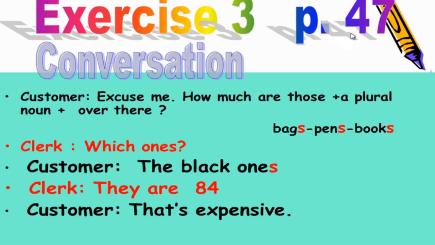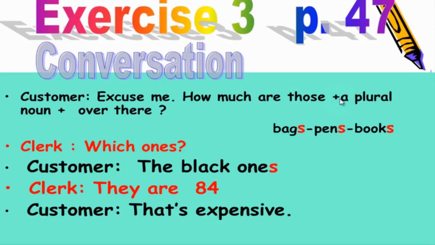It's exercise 3, page 47. Conversation. Customer: Excuse me. How much are those? How much are those, plus a plural noun. Plural nouns: 2, 3, 4. Over there. Excuse me. How much are those bags? How much are those bags over there? How much are those pens over there? How much are those boxes over there? Clerk: Which ones? The black ones. They're $84. That's expensive.